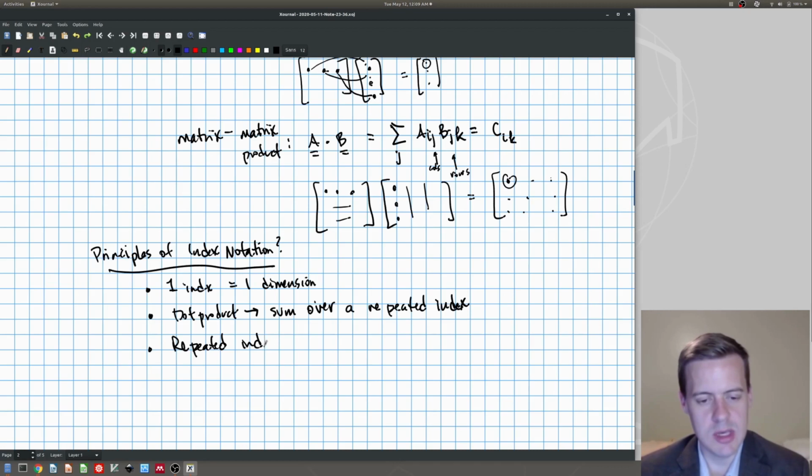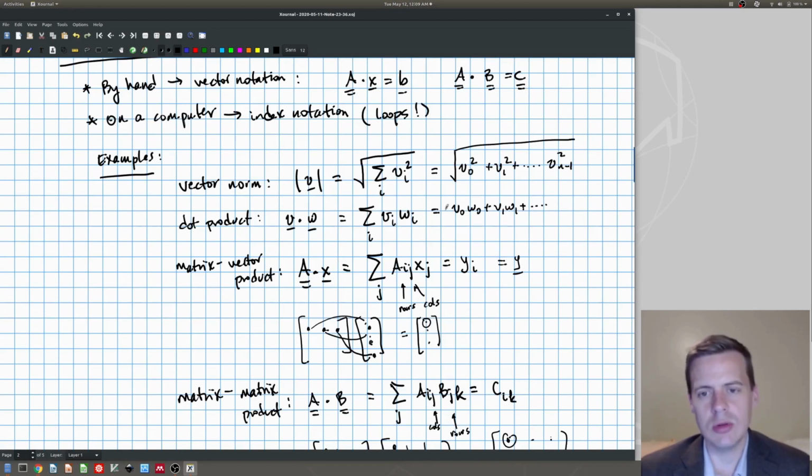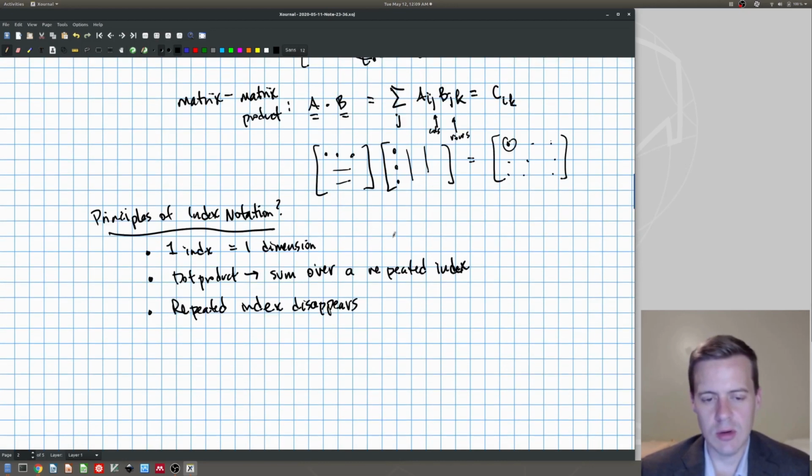Keep wanting to skip the E. Index disappears. All right. So if you're struggling, and it's normal to be able to write this out but sometimes struggle to write it in the general way like this, so if you're in doubt, write it out.